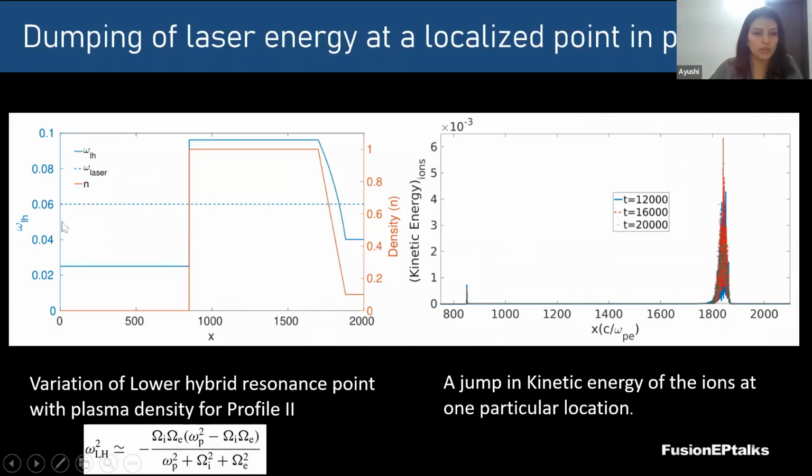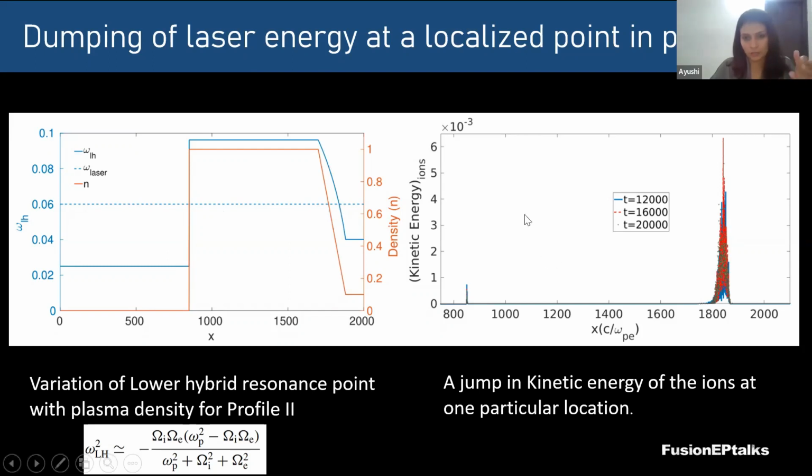Here I'm showing the spatial variation of plasma density gradient and the lower hybrid resonance point along with the changing plasma density. Looking at the expression of the lower hybrid frequency, one can see that it depends on the electron plasma frequency, and hence a changing plasma density gradient would change the lower hybrid resonance point. With the dashed blue line, I'm showing the incident laser frequency. So the point where the incident laser frequency and omega LH meet is where all the conversion from laser energy to ion species takes place.